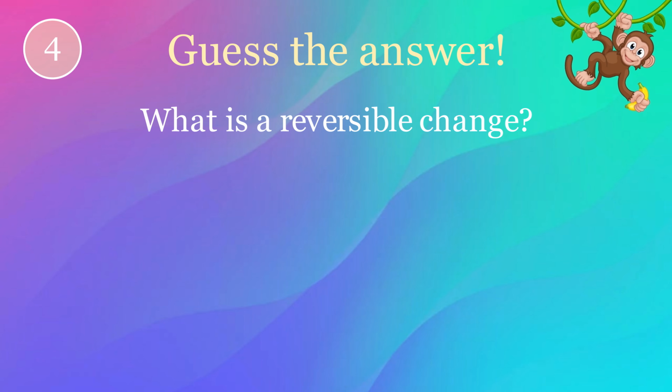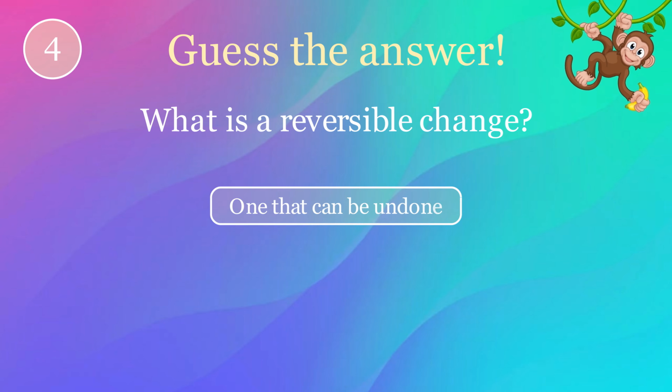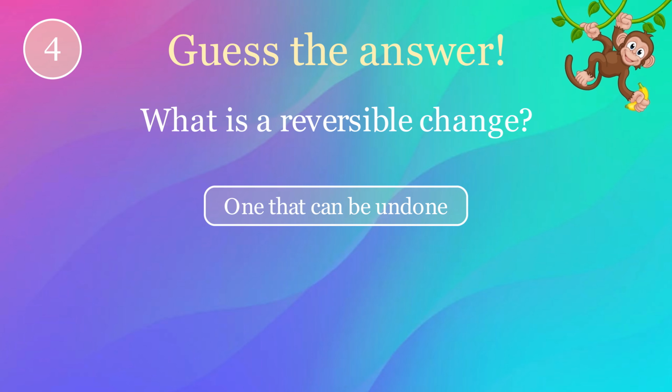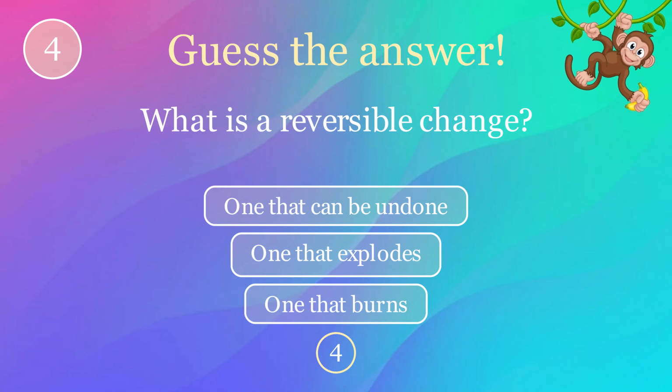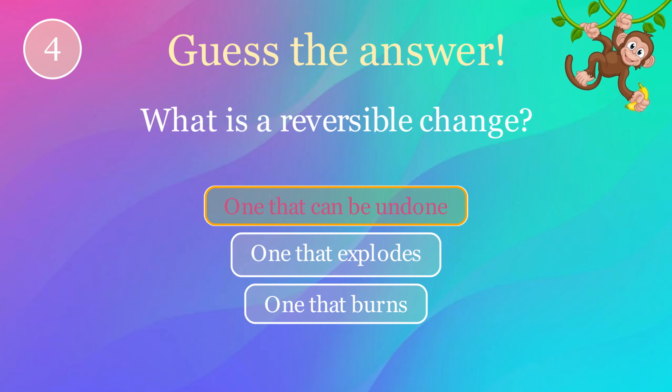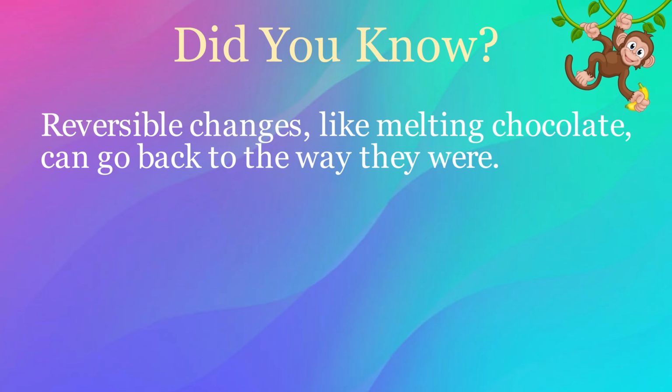What is a reversible change? One that can be undone. One that explodes. One that burns. The correct answer is one that can be undone. Here's an interesting fact. Reversible changes, like melting chocolate, can go back to the way they were.